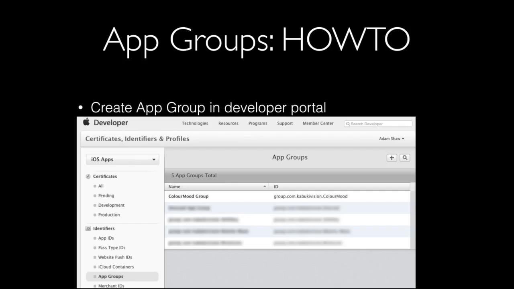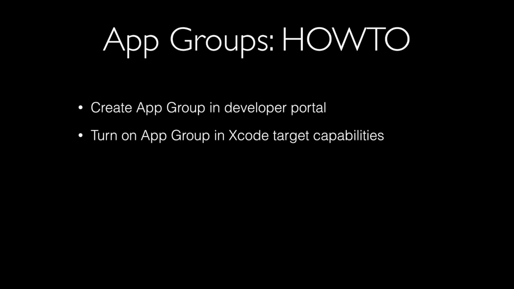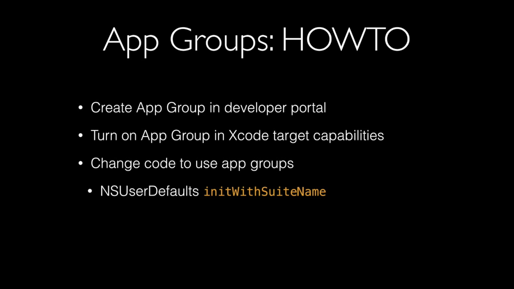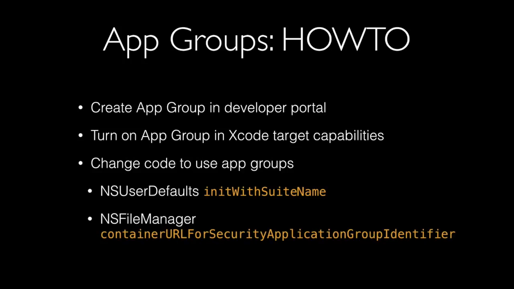All right, I'm going to add an app group to my app real quick. The real steps are: I've already created an app group in the developer portal, I'm going to turn on an app group in the target capabilities, and I'm going to change the code to use the app groups. NSUserDefaults has the special method called initWithSuiteName, and NSFileManager has containerURLForSecurityApplicationGroupIdentifier. Let's do it.